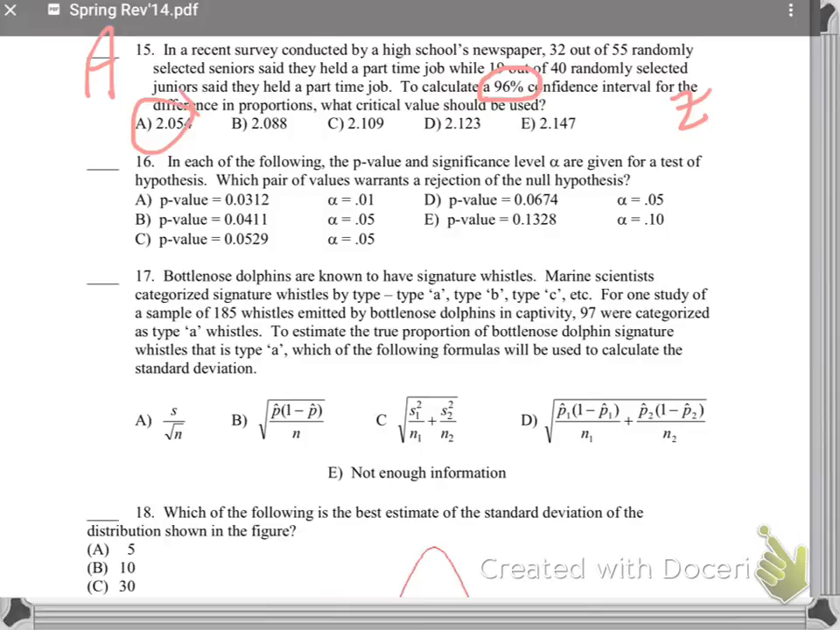Okay, so basically they want to know which one warrants a rejection, so I need to have where the p-value is less than alpha. That's not true. Oh, here it is, B. P-value is less than alpha. Okay, let's do 17. They want to know which of the following would be used to calculate the standard deviation for one study of 185 whistles, activity 97, to estimate the true proportion. Okay, so this is a one prop, so the answer is going to be B.